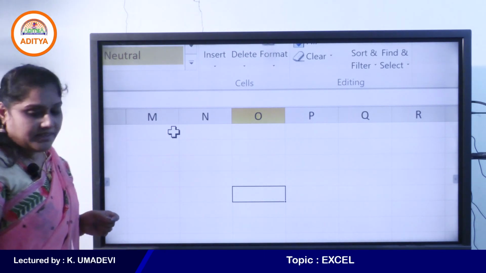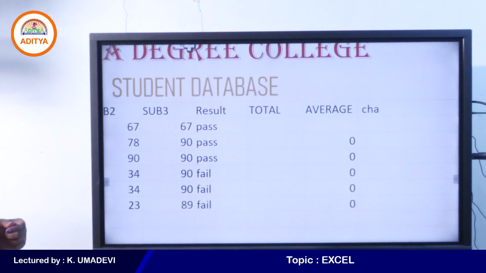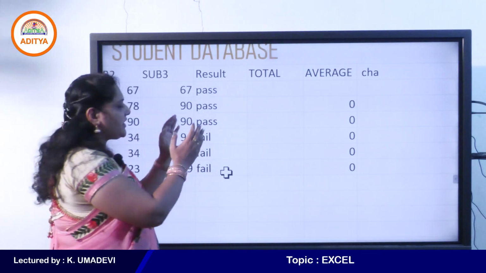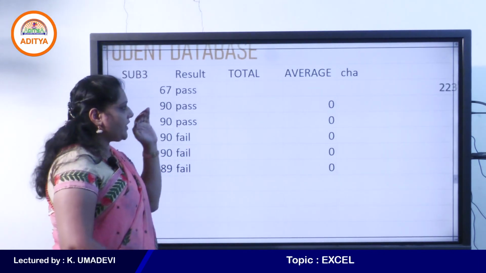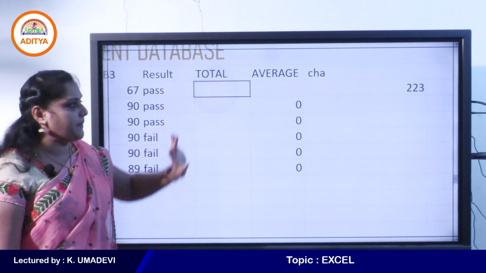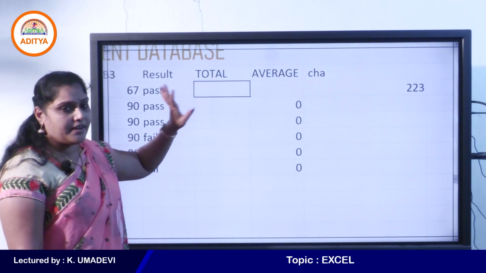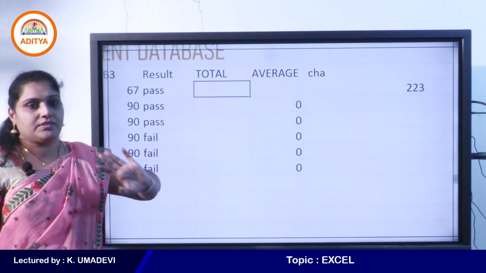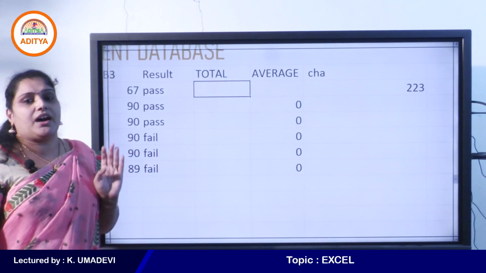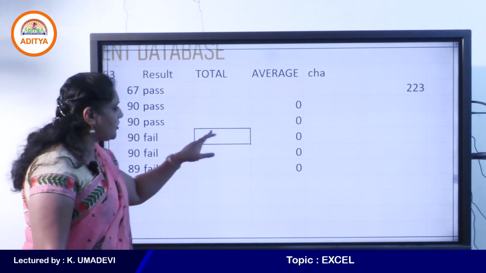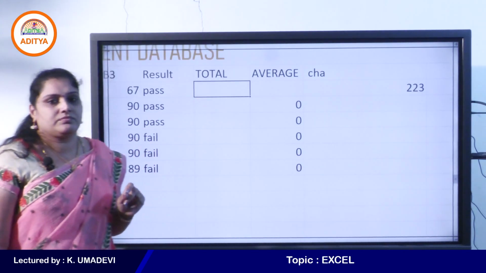See, if the result is pass, the total should be displayed based on the result values. Okay students, so if the result is pass, then the total should be displayed. That means yes, we can calculate by using sum function if the result is pass, otherwise the total should be 0. If the result is fail, then the total should be 0.